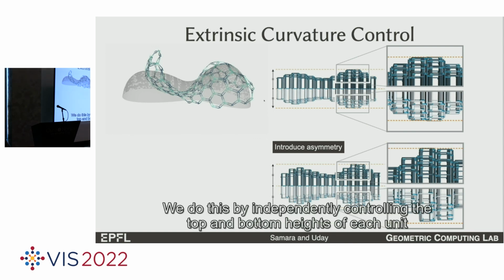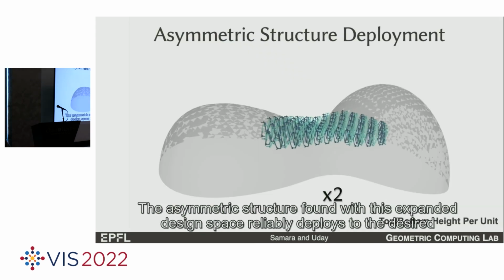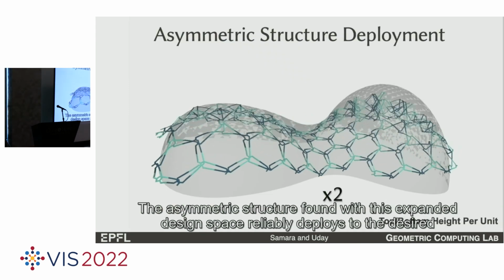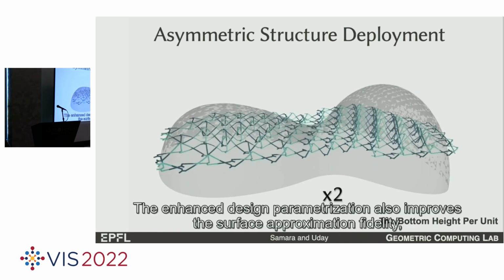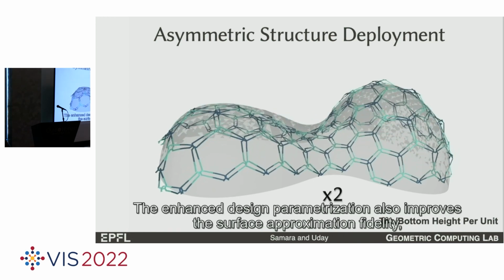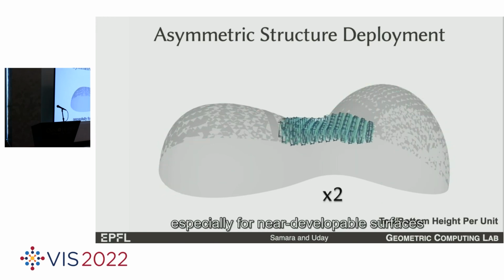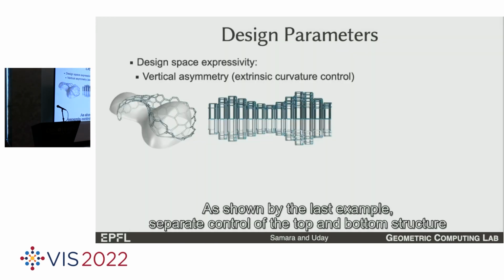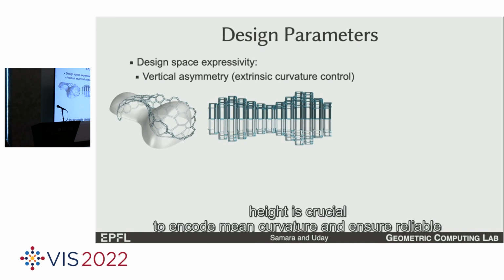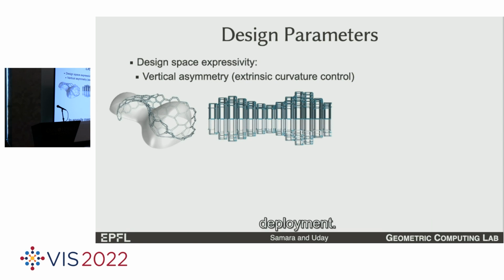We do this by independently controlling the top and bottom heights of each unit. The asymmetric structure found with this expanded design space reliably deploys to the desired target shape. The enhanced design parameterization also improves the surface approximation fidelity, especially for near-developable surfaces. As shown by the last example, separate control of the top and bottom structure heights is crucial to encode mean curvature and ensure reliable deployment.